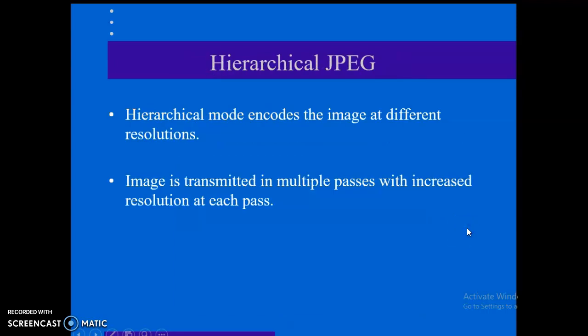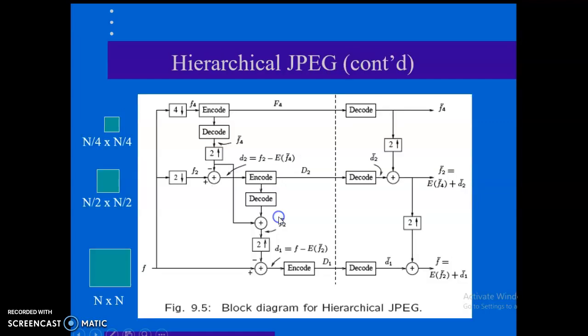Hierarchical JPEG. Hierarchical mode encodes the image at different resolutions. The image is transmitted in multiple passes with increased resolution at each pass. Hierarchical JPEG.